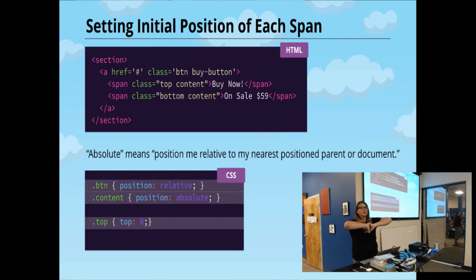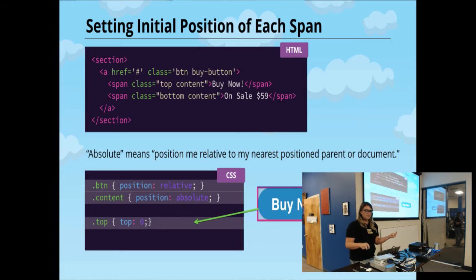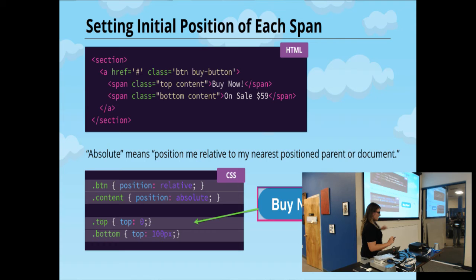So instead of listening to the document's 0, or starting over here at the top left of the document, it would start at the top left of the mom, and then you start positioning it from there. We're giving our top class a top of 0, so that is the top of the button, 0 pixels. And we give our bottom class a position of 100 pixels, which is the bottom of the button.